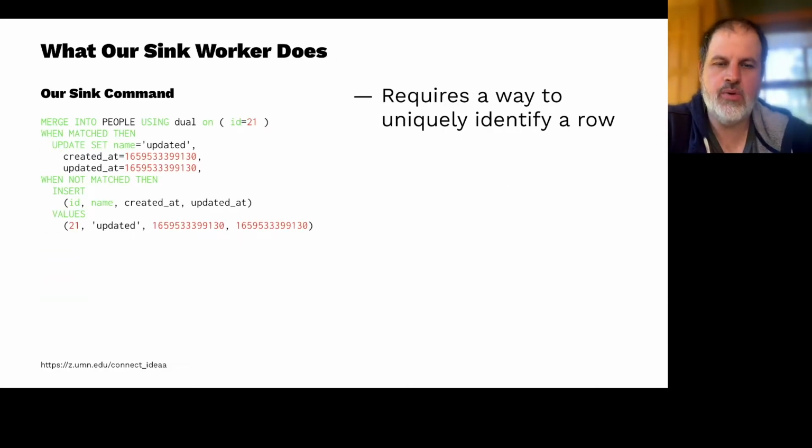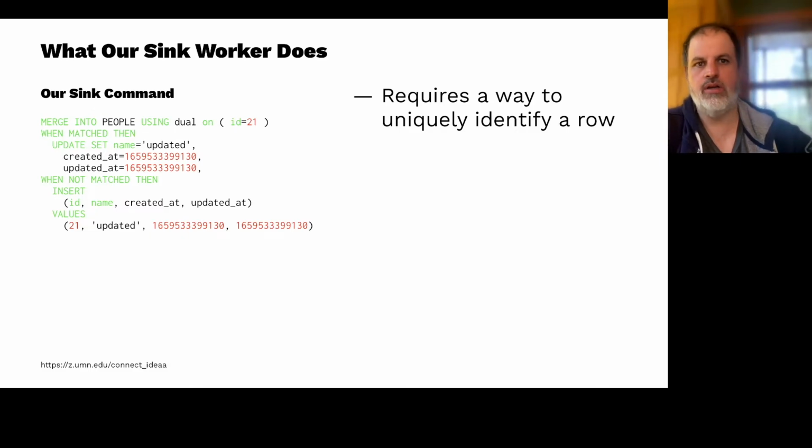On the flip side, we have our sync worker, and here's the command that our sync worker executes. It's using Oracle's merge syntax, which is how Oracle implements upsert functionality. The really important thing here is that first line, ID equals 21. And that's how this command is identifying if the row exists or not. And if it exists, it updates that row with new values. If it doesn't exist, then it inserts a new row with those values. So for upsert to work, you have to have some sort of way of uniquely identifying a row in your data.